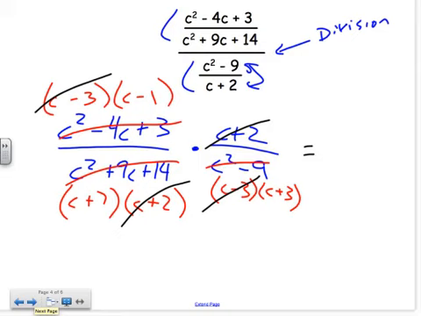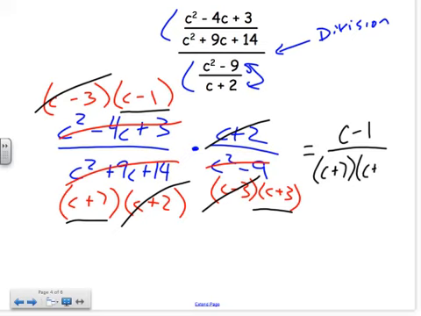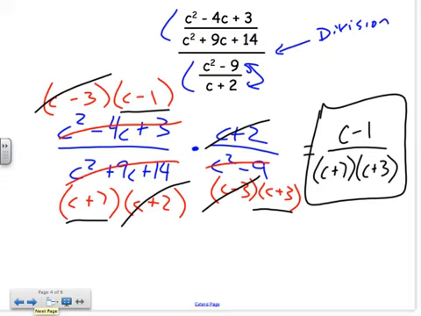So now what's left up top? I got a c minus 1 over a c plus 7 times a c plus 3. So I keep those in parentheses. And we're done. Okay, so it looks confusing, looks complicated. Just get it written with a division symbol, and it's just like our last couple sections. Okay?